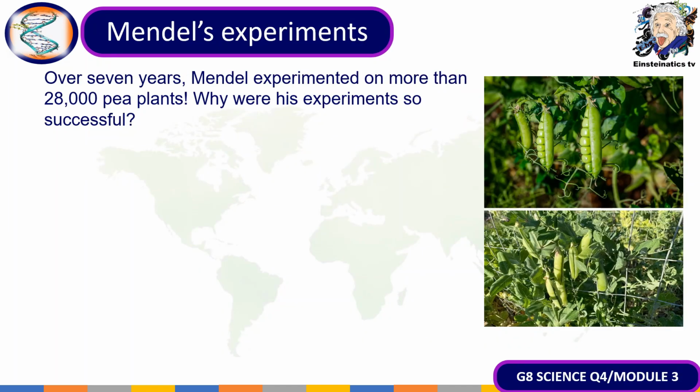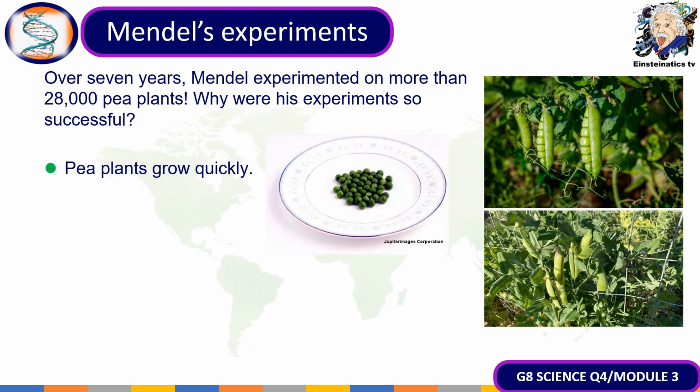Gaano nga ba kaimportante yung result ng experiments ni Mendel? So just imagine this one. So over 7 years, nag-experiment si Mendel ng 28,000 pea plants. So bakit nga ba yung pea plants yung kanyang ginamit? And why was it successful?